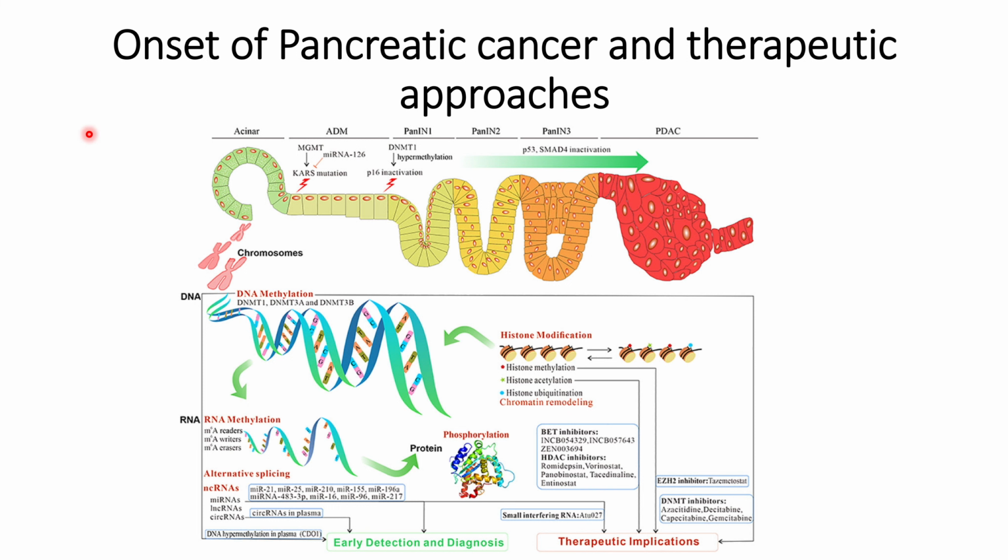So this is a brief overview, you can say a revision, of how the onset of pancreatic cancer occurs and what are the possible changes that occur in the DNA and RNA that can be used either for early detection or as therapeutic implications or for developing some therapeutic medicines to target those modifications.